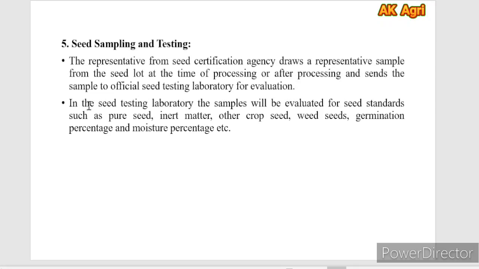Then in the seed testing laboratory, the sample will be evaluated for the different seed standards such as physical purity, genetic purity, inert matter, crop seeds, weed seed, germination percentage, moisture percentage, and so on. After knowing the quality parameters, if the results are under the permissible limit, then the seed certification agency will give the certificate.